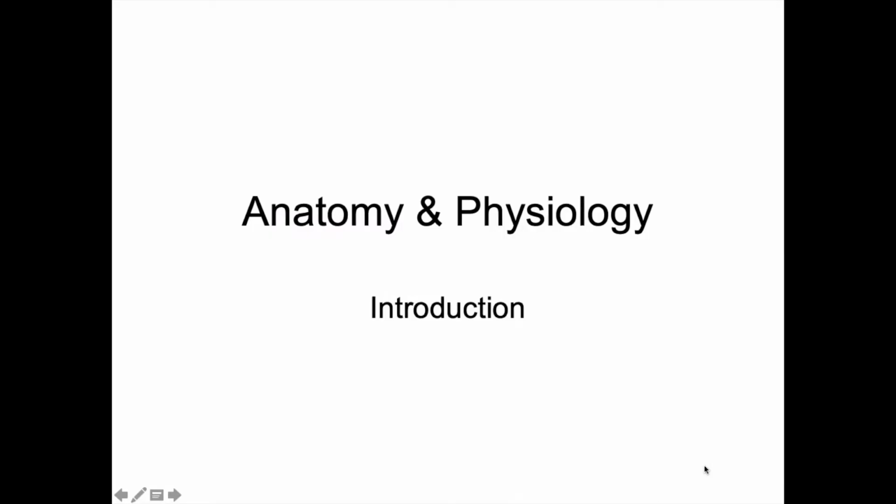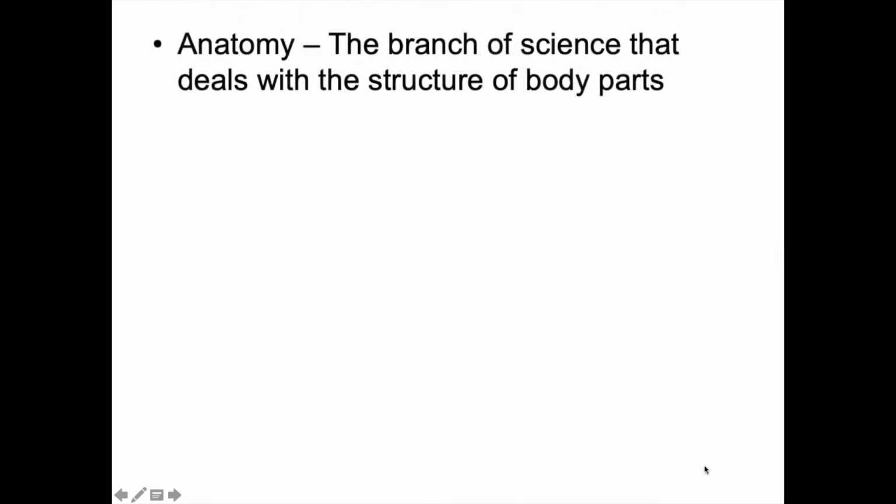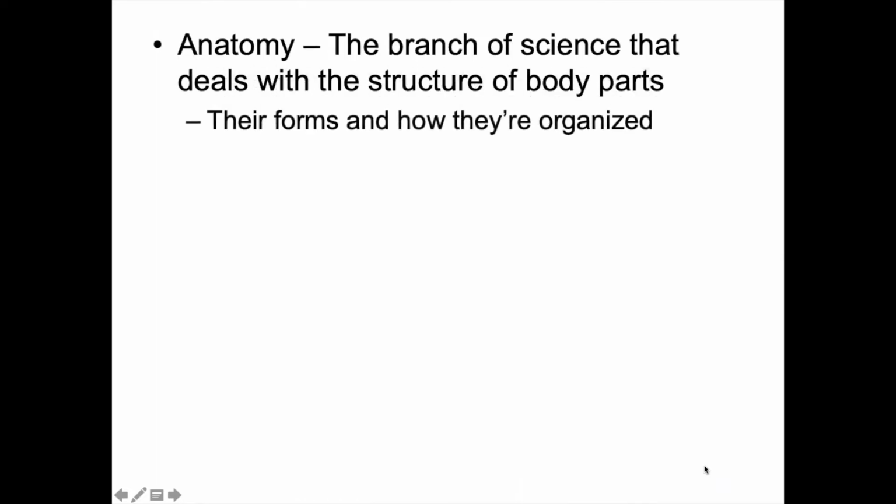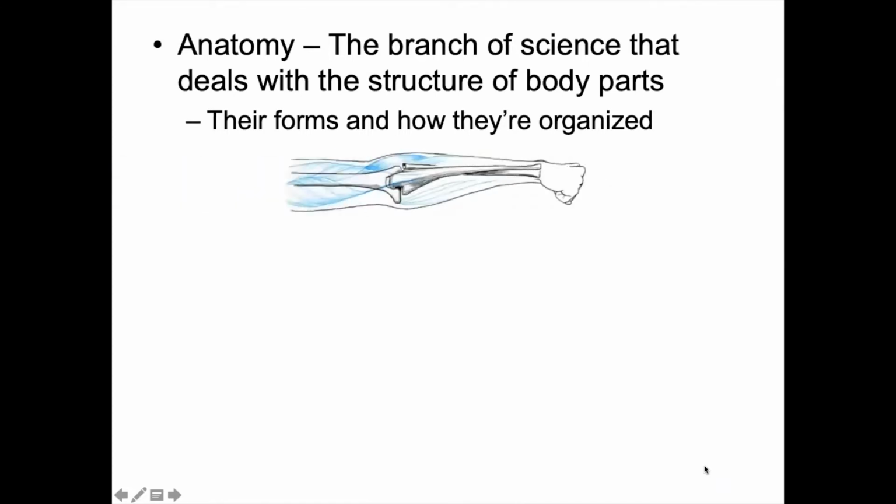So let's jump into our preview of class. So, introduction to anatomy and physiology. What is this class? What is anatomy? Anatomy is the branch of science that deals with the structure of body parts, which means we are talking about their forms and how they're organized, how the different body parts look, how they interconnect with each other. So, like in this picture, we see that there are muscles, we see that there are bones. We are going to know what these bones are called. We're going to be able to name them from their look.